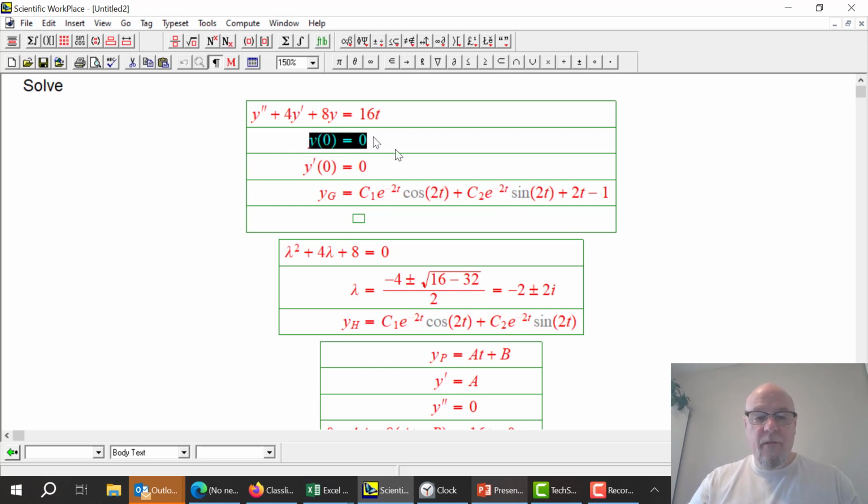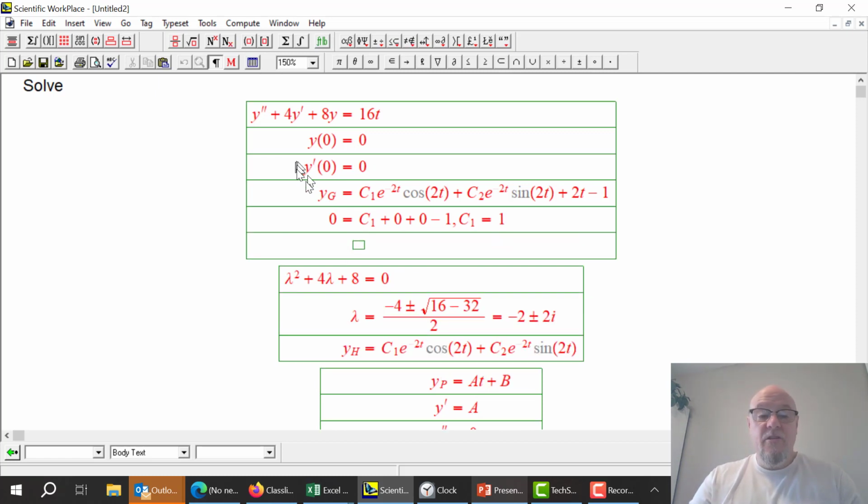All right, the first condition is it goes through the origin. So that means y equals 0 when t is equal to 0. Now e to the 0 is 1, cos of 0 is 1, e to the 0 is 1, sine of 0 is 0. So this is just going to be 0 equals c1 times 1 plus 0 plus 0, again, when I sub in t equal to 0, minus 1. So that tells me that C1 minus 1 equals 0. So C1 equals 1.